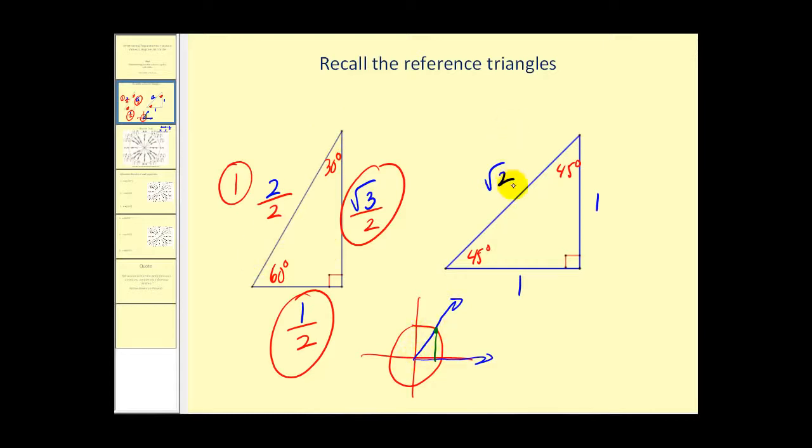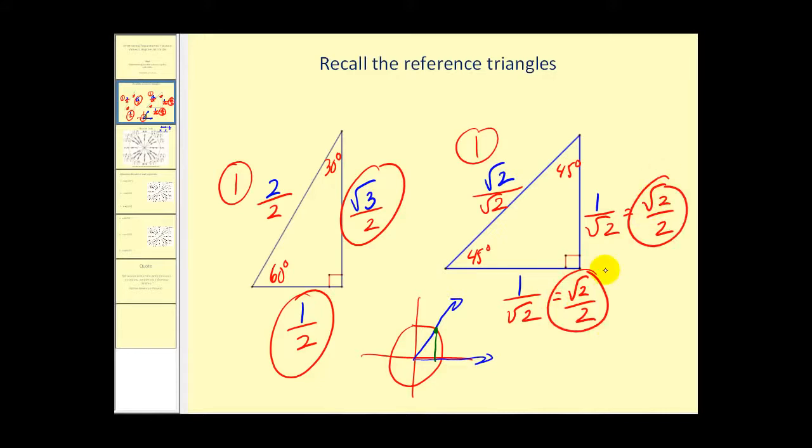On this other right triangle, if we want the hypotenuse to equal 1, we'd have to divide by the square root of 2. And what we'll see now is the hypotenuse is equal to 1. If we rationalize this, we would have the square root of 2 divided by 2 in both cases. And these are the values that we'll also see on the unit circle. So let's go ahead and take a look at the unit circle.